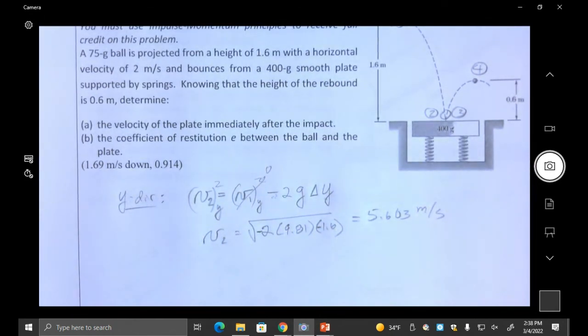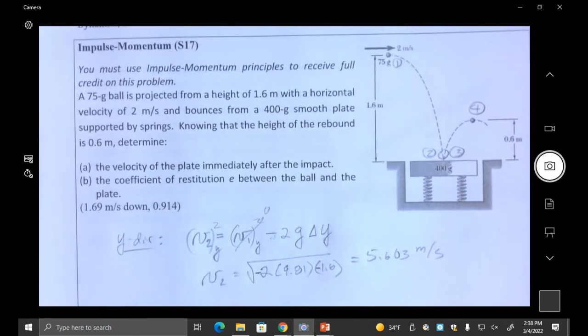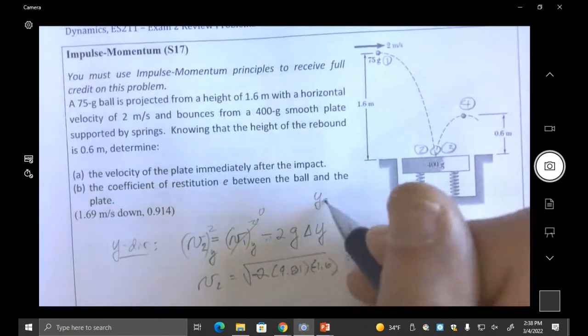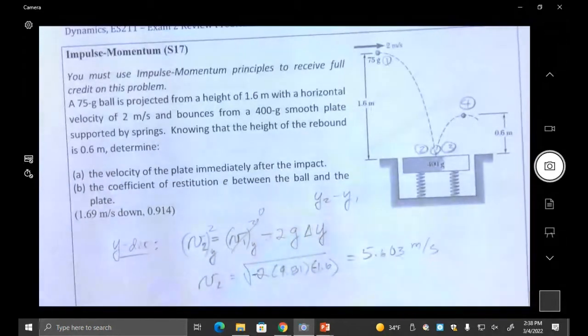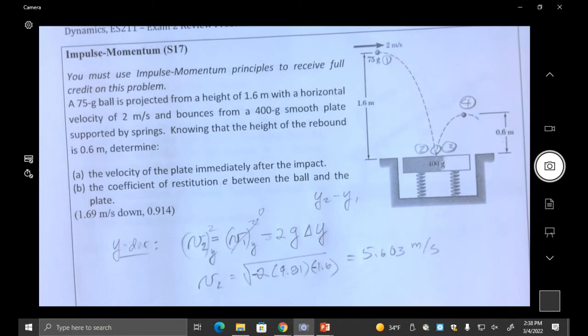Why do we consider that has to be negative? Because we're going from position 1 to 2, so we should have position 2 minus position 1. So this delta y should be y2 minus y1. y2 we could consider 0, y1 is 1.6. If we're trying to keep the sign conventions correct, that's what we would do.